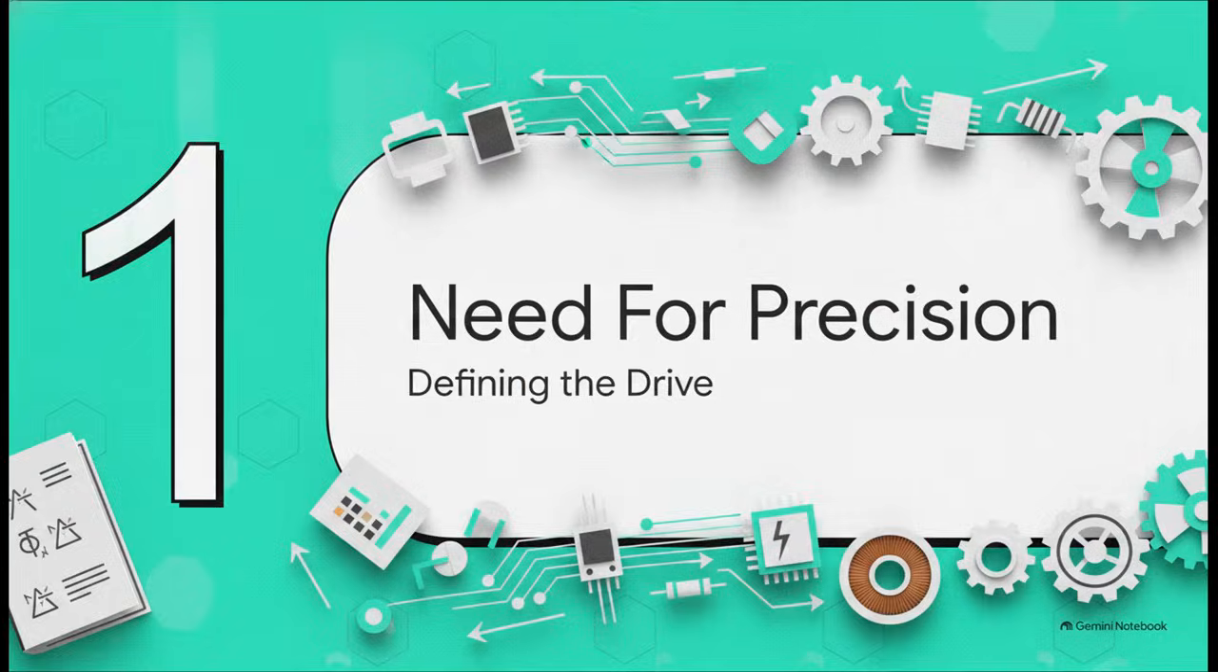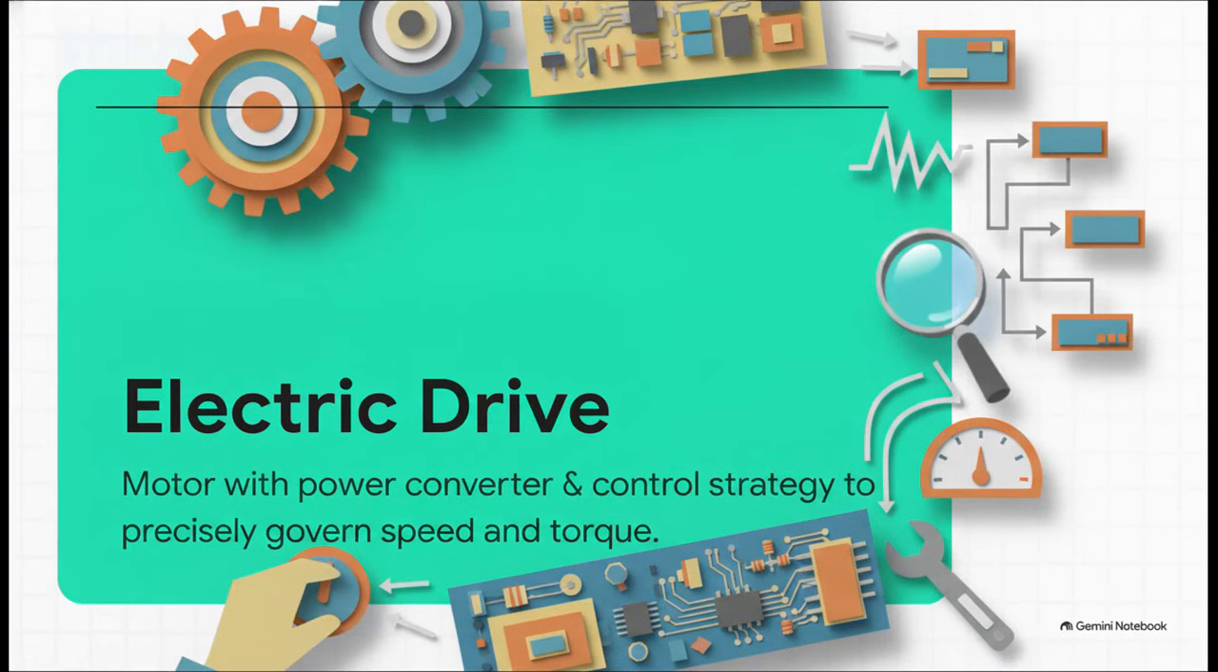Starting off with Section 1, the need for precision, defining the drive. So before taking this class, you needed the prerequisite of power electronics, and here is exactly why. An electric drive is not just a motor. It's an electric motor perfectly fused with a power electronic inverter and a smart control strategy. The ultimate goal here is to precisely govern speed and torque. Basically, you are taking those raw concepts from power electronics and applying them to manipulate actual, physical, mechanical motion.